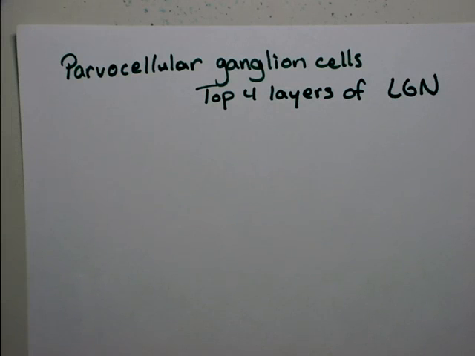Where does the retina project to? Lateral geniculate nucleus? That's exactly right. So the parvocellular ganglion cells are going to project to the top four layers of the LGN. Because they're coming from the fovea, what kind of information are they going to be conveying? Color and detail. That's right. Color and detail.